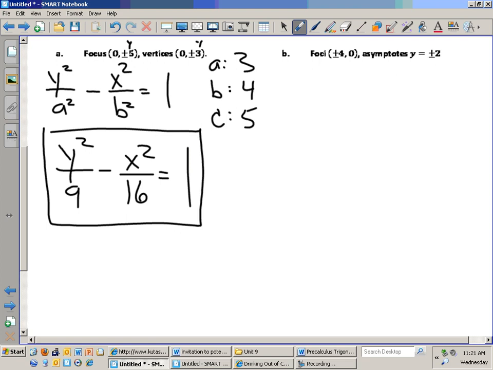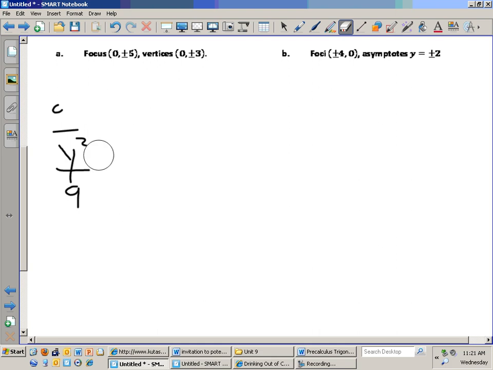The second one is significantly more difficult, and maybe answers a question for you about your last assignment. A number of people had it second hour. Either that means that they're not as smart as you, or it means that they're further in their assignment than you are. So we'll see which it is. It says foci is plus or minus 4, 0, and asymptotes of y equals plus or minus 2x. So what I have to do here is I still have to find a, b, and c.